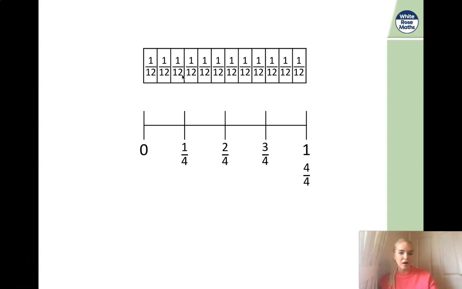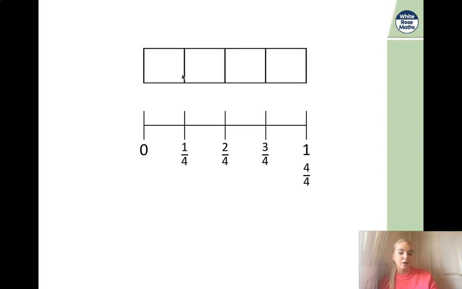Let's have a look if you're right. So I can see that 3/12 is equivalent to 1/4. So how many 12ths will be equivalent to 2/4? Yes, 6/12 would be equivalent to 2/4. How many 12ths will be equivalent to 3/4? That's right, we can match it up and find that 9/12 will be equivalent to 3/4 and 12/12 will be equivalent to 4/4. There is one more way that we can split this number line and these bars.